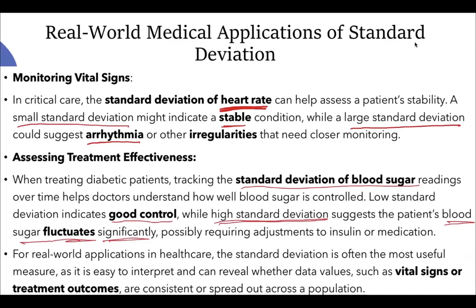So for real-world applications in healthcare, the standard deviation is often the most useful measure. It is easy to interpret. It can reveal whether data values such as vital signs or treatment outcomes are consistent or spread out across a population. So consistency is ideal for most applications. When things are variable or spread out, oftentimes we like to rein them in and have them be closer to the rest of the values.